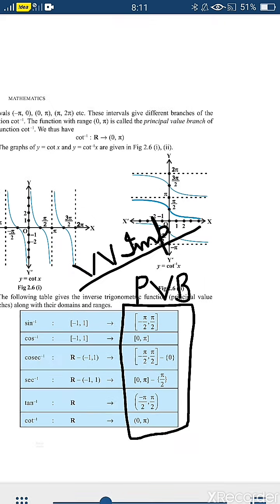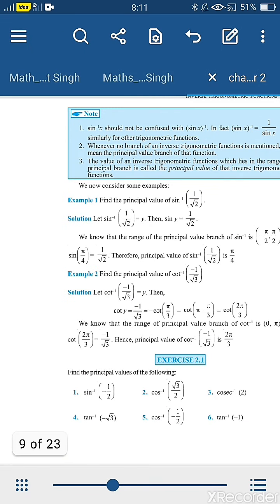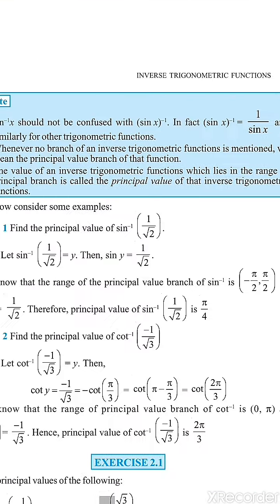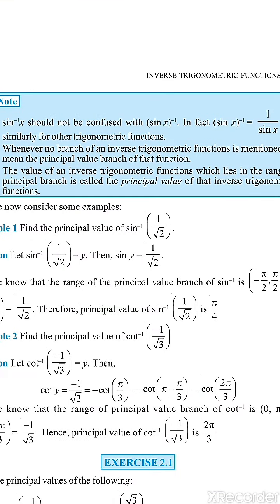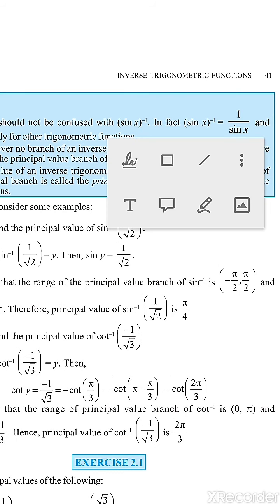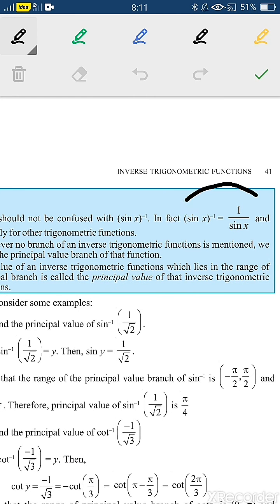Moving on to the next page, page number 41. Notes are very, very important. If you see the notes, the first point is that sine inverse x should not be confused with sine x inverse. Why? Because sine x inverse is equal to 1 upon sine x. So you need to understand this. You have done this in exponents also. Similarly for the other trigonometric functions.